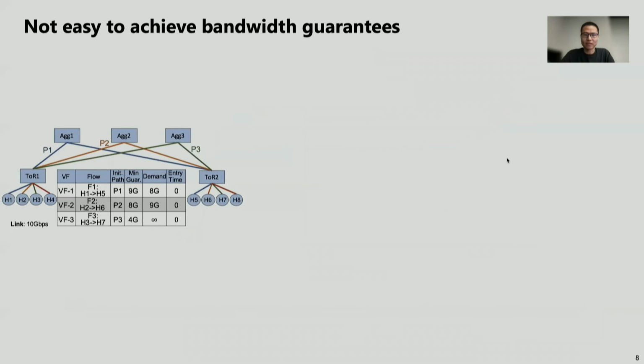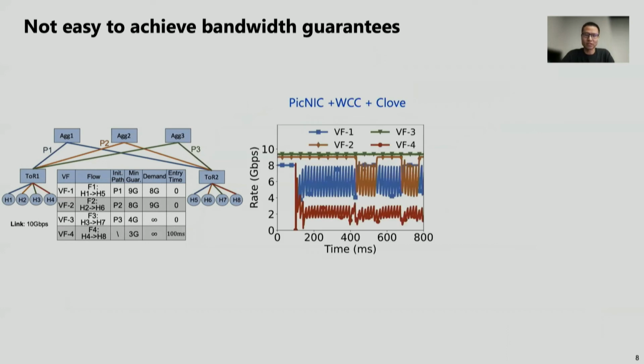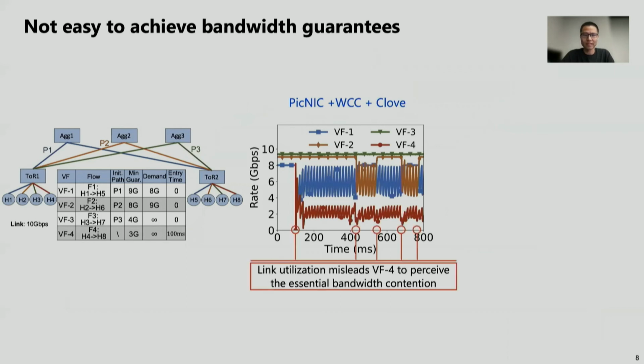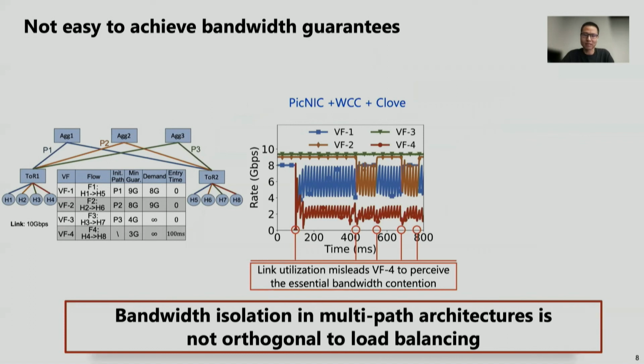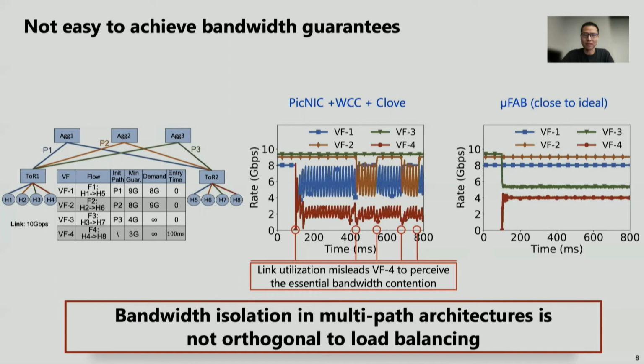As another example, we have three virtual fabrics going from the cluster on the left to the cluster on the right. Then another virtual fabric enters. With the PWC combination, the sending rate fluctuates and the bandwidth guarantee is broken, because link utilization misleads VF4 to perceive essential bandwidth contention. So we can say that bandwidth isolation in multipath architectures is not orthogonal to load balancing, and they must be considered as a whole. With this principle in mind, MuFab can converge to the expected bandwidth allocation when VF4 enters.